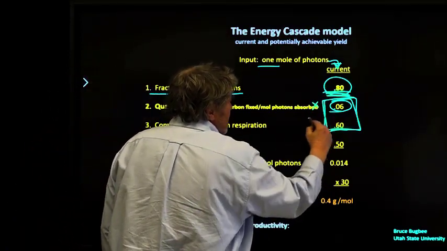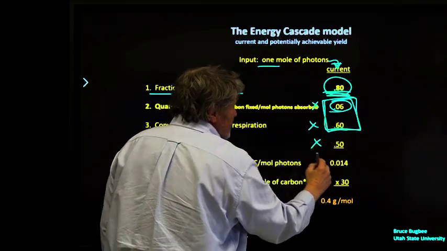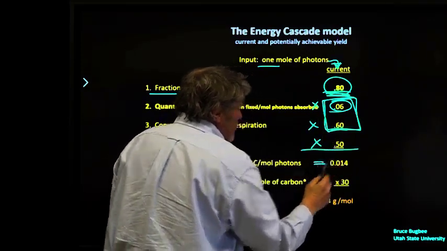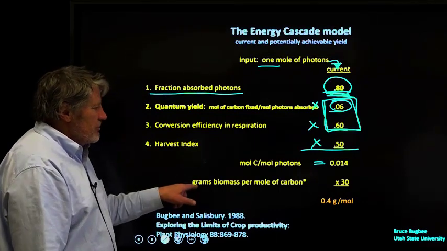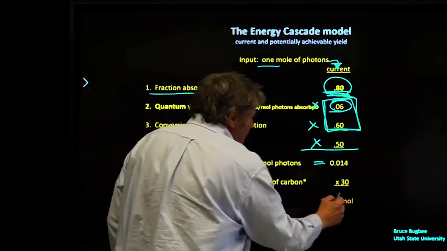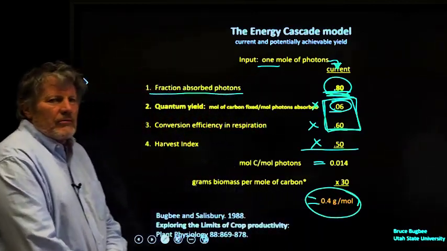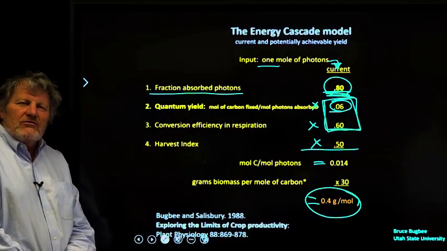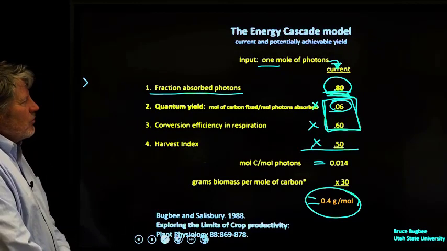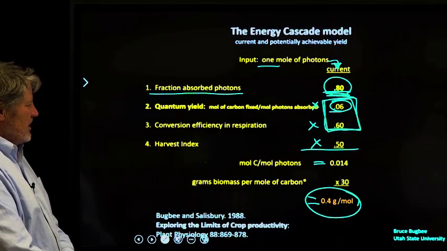This times that, times that, times that, successive multiplication, 0.014. Here's our 30 grams per mole equals 0.4. Now we were shooting for 1. But what can we do with these numbers to make this a bit better?